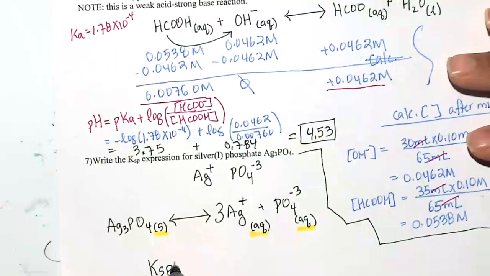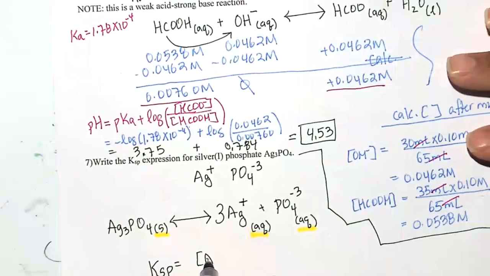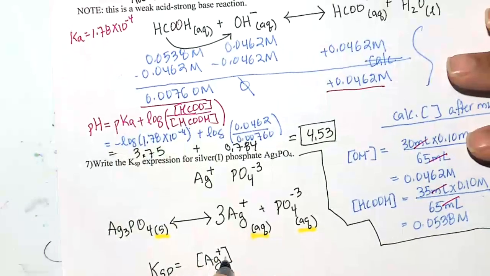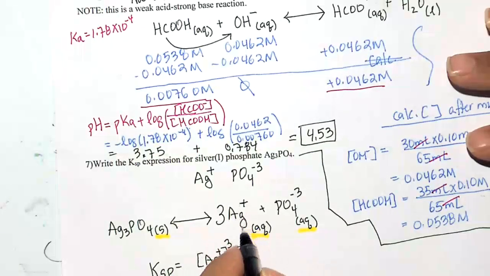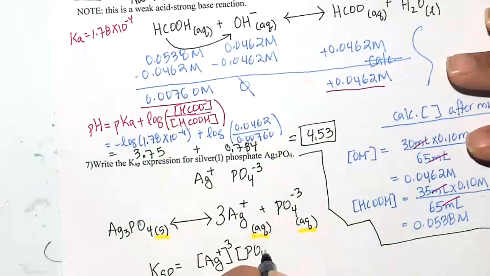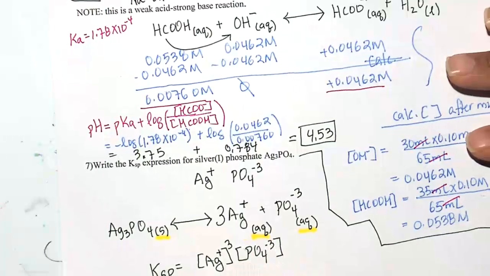The expression for this is this. It's going to be products over reactants. Why do we cube this? Because the coefficient for silver is 3. That's exactly correct. Very good.